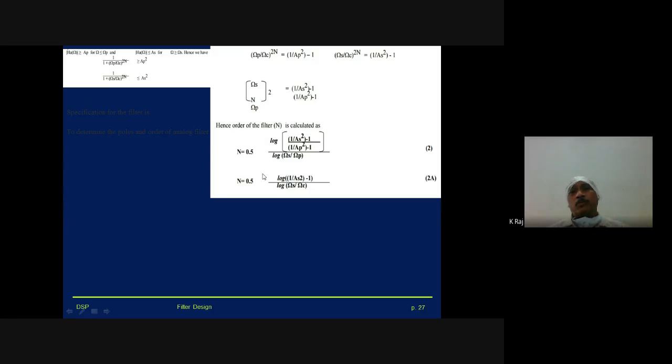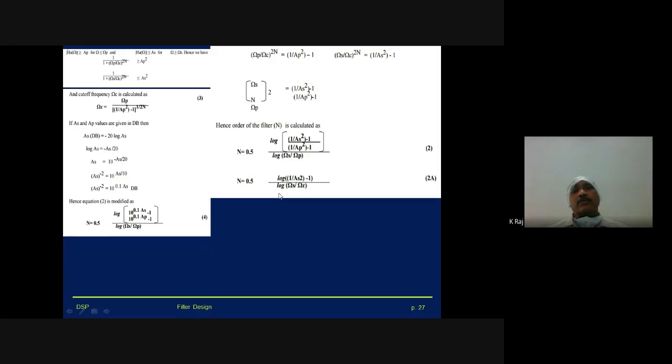So if omega P, omega S, AP, AS are given, then from this equation we can get the order of the filter, and the order of the filter must be an integer. So if there is any fractional value, then we will select the next higher value. So the final value of n is 0.5 log, in logarithmic terms, of 10 to the power 0.1 AS upon 10 to the power 0.1 AP minus 1, in total divided by log omega S by omega P.